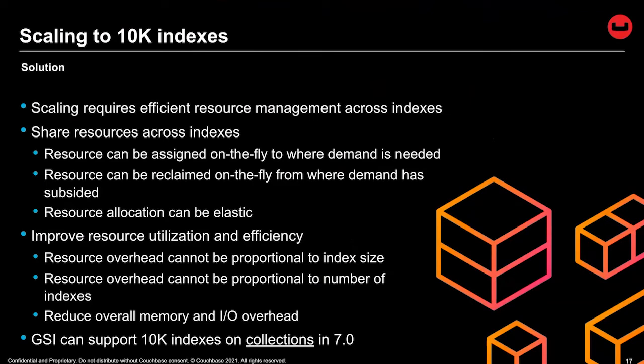The utilization and efficiency have also been improved such that the overheads are not proportional to the index size or the number of indexes. Overall memory and disk I/O overheads have also been improved. With these improvements, GSI can now support 10,000 indexes on collections in 7.0.